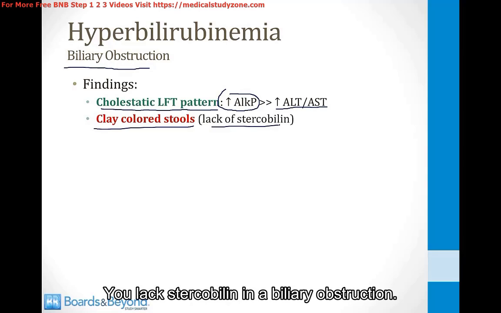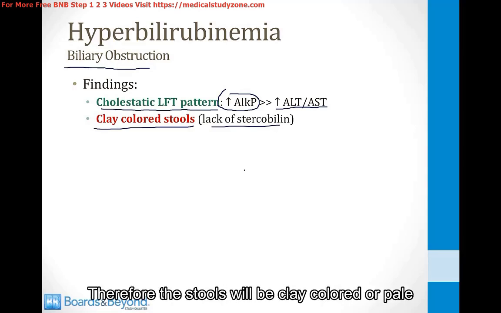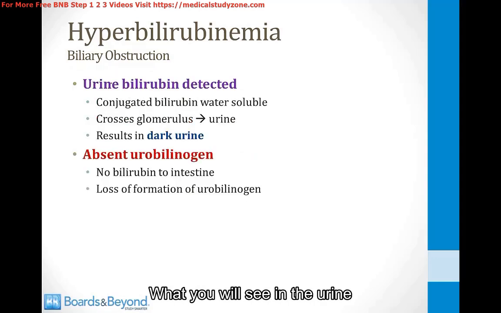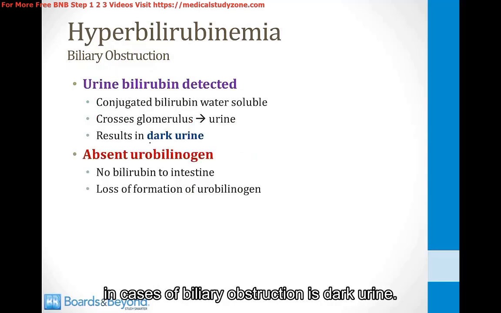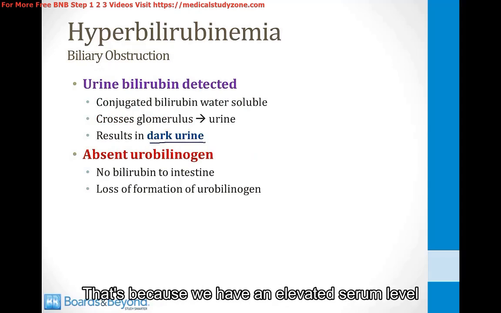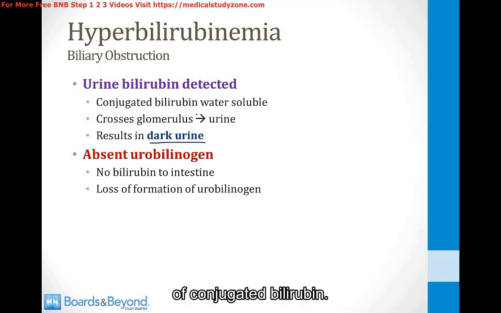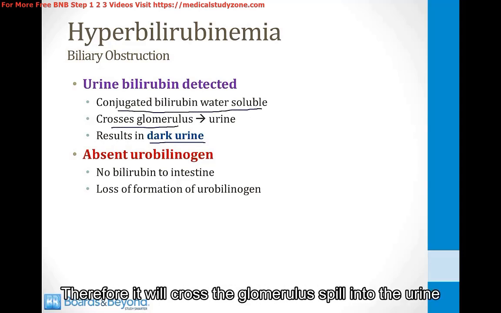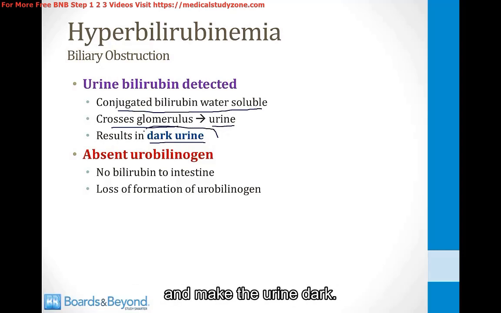You lack stercobilin in a biliary obstruction, therefore the stools will be clay-colored or pale because recall, as I told you before, stercobilin is what gives your stools their dark brown color. What you will see in the urine in cases of biliary obstruction is dark urine. That's because we have an elevated serum level of conjugated bilirubin, and conjugated bilirubin is water soluble. Therefore, it will cross the glomerulus, spill into the urine, and make the urine dark.